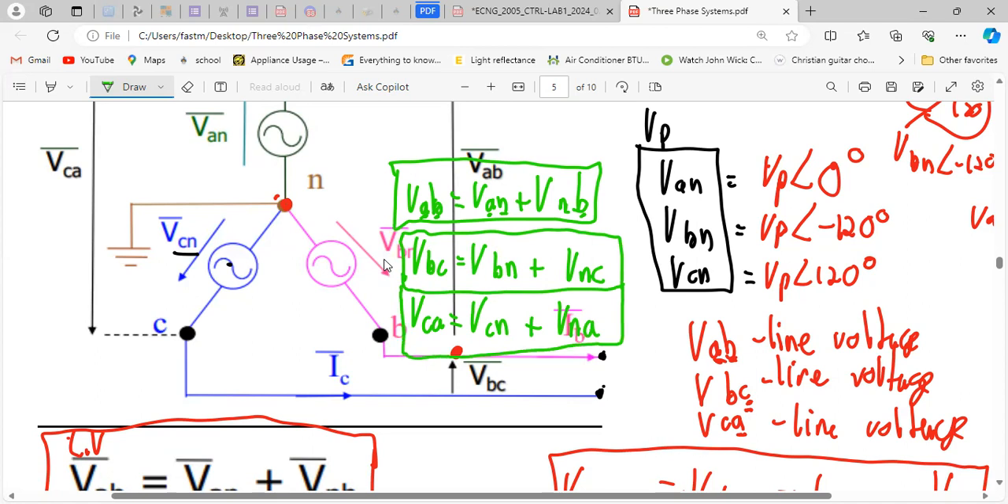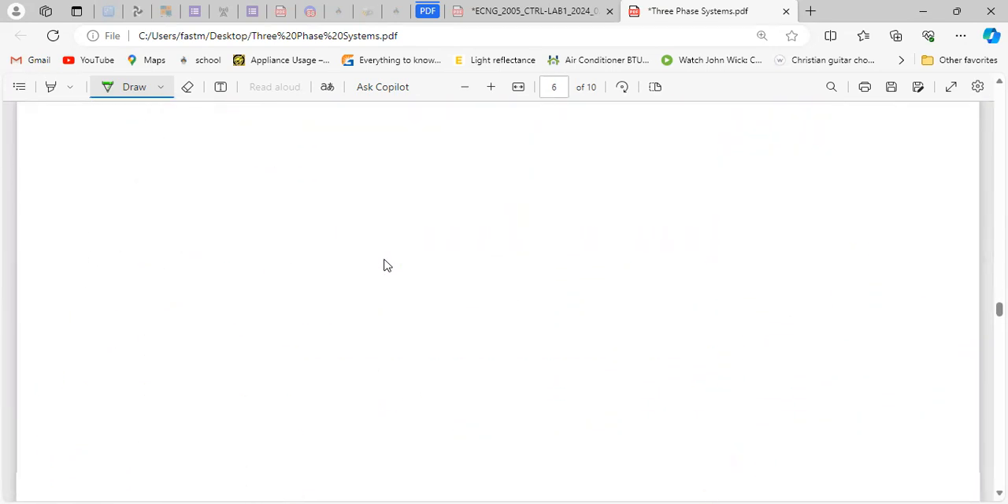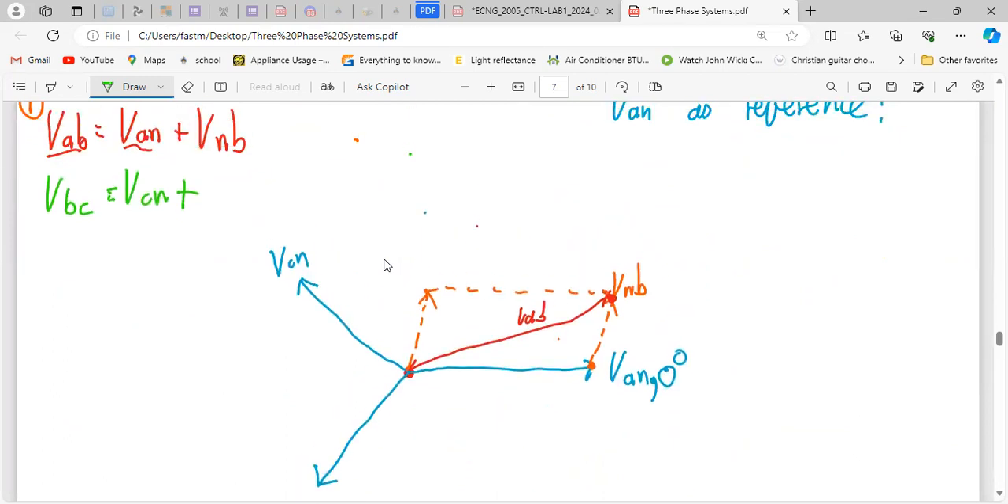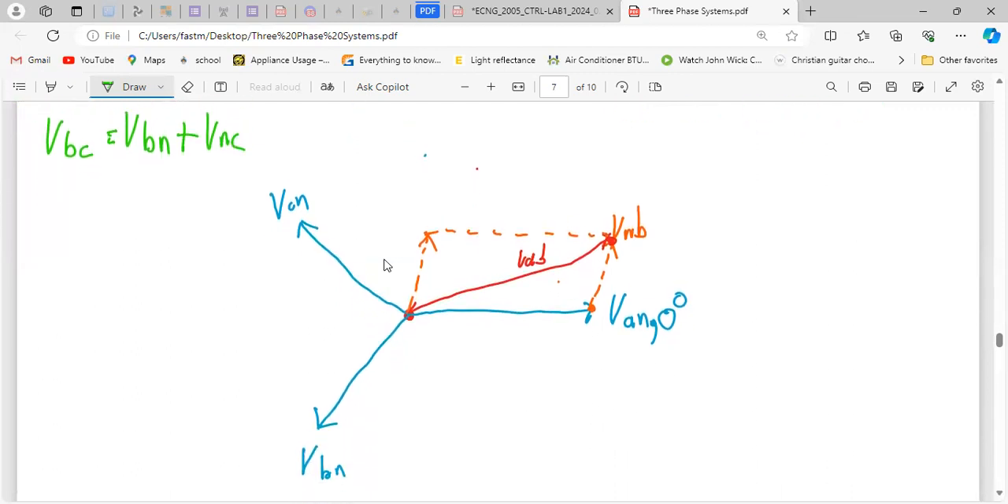Once you have V with the line, VAB, you start with the A and the B and the other N, and the thing in the middle is N, because it's all in reference to the N. So let's write that down for the other phases. So we have VB now, so it'll be VBN plus VNC.